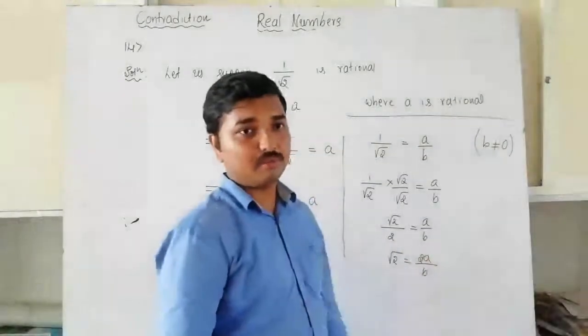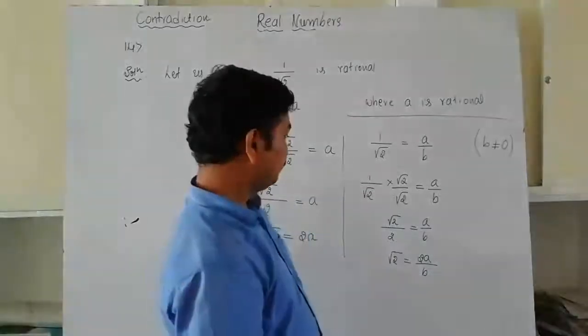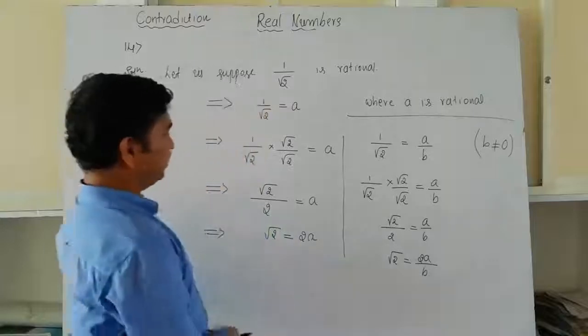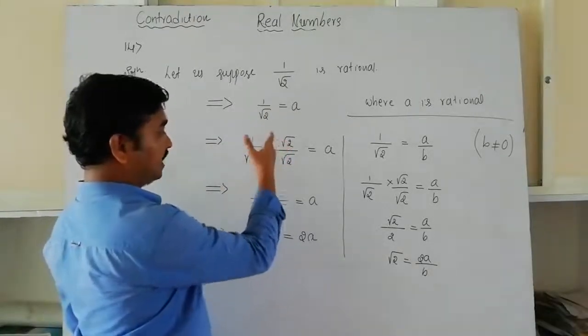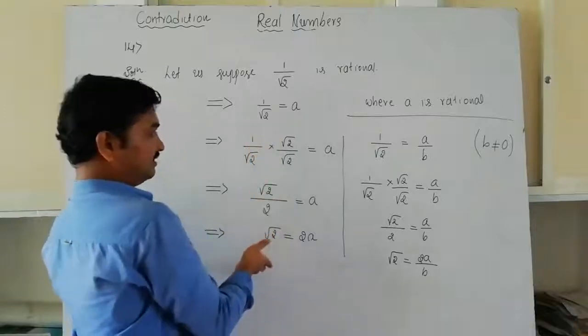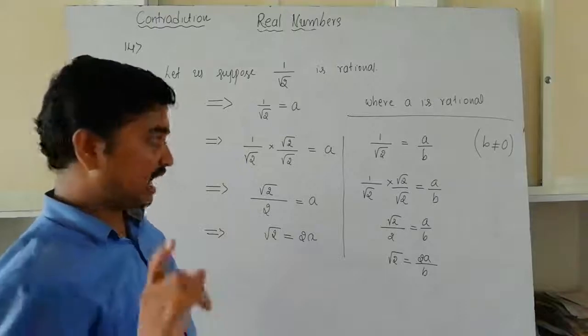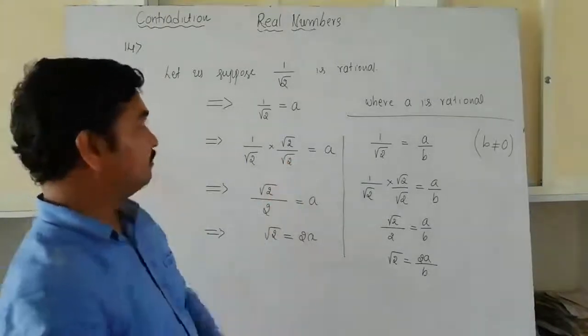Okay, in this way you need to prove in the second method. Is it clear for you? Yes, sir. Okay, so what did we do here? We did multiplication and division by root 2, and carried the process like this. What do we call this? Rationalization. Actually you need to rationalize here.